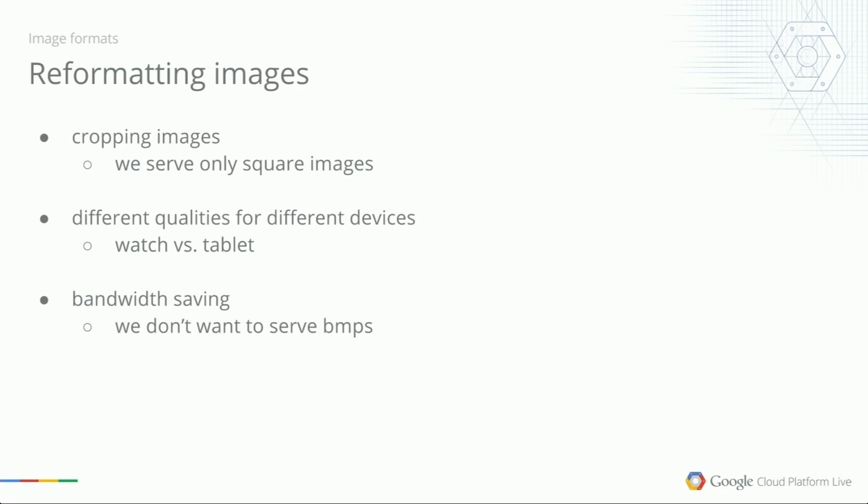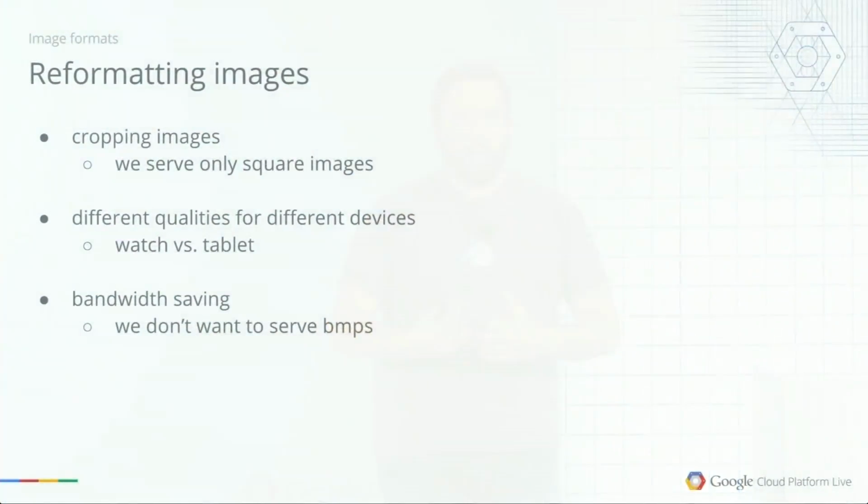Sending a huge image to the watch is wasting bandwidth, and sending small images to the Nexus 10 is a bad experience for the user. So we want to have a good experience for the user. And finally, we want to make sure that we really use the bandwidth as we should. So serving BMPs, bitmaps, is probably not a very good idea.